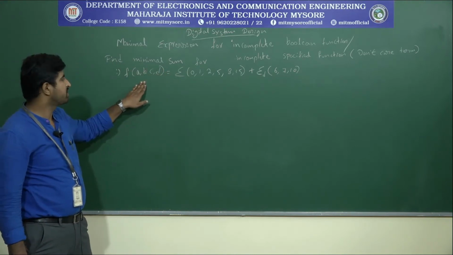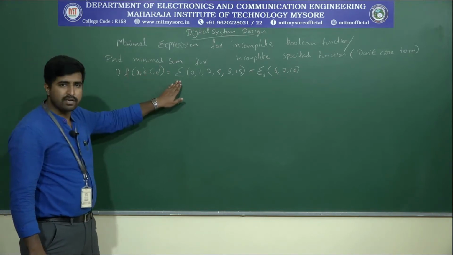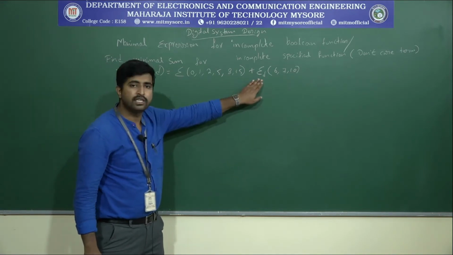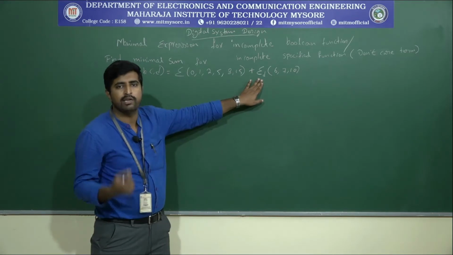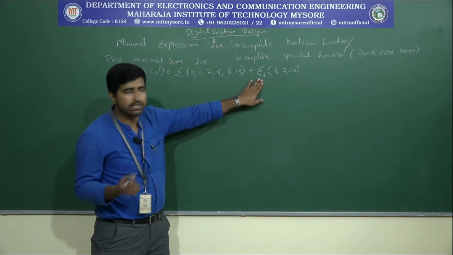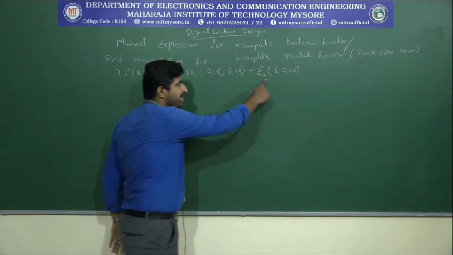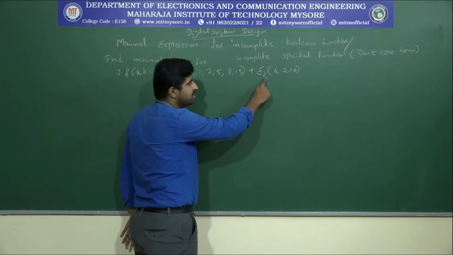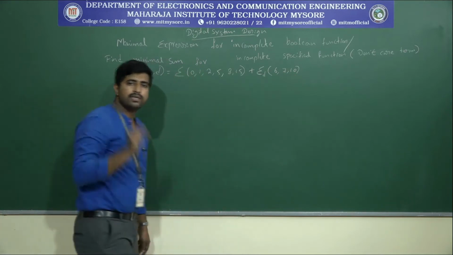So the given function is f of a, b, c, d equals summation 0, 1, 2, 5, 8, 15. But here they have also mentioned the don't care cells. For which combinations of the input the don't care will be there will be specified in the problem, usually indicated with a d. Summation d indicates the don't care cells: 6, 7, 10 will be the don't care cells.